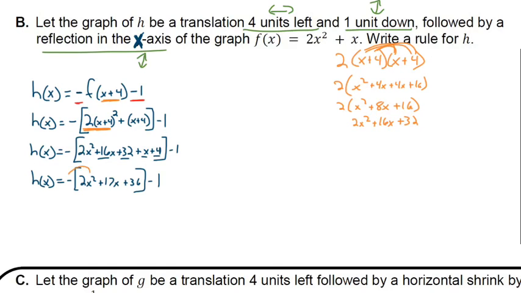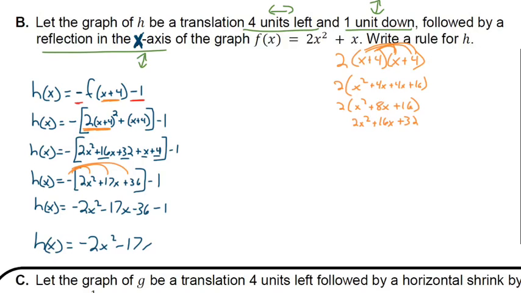So now I'll distribute that negative to everything, which basically all that does is flip the signs. H of x equals negative 2x squared minus 17x minus 36 minus 1. So your final answer is h of x equals negative 2x squared minus 17x minus 37. And that will be your final answer. Alright? Have at it.